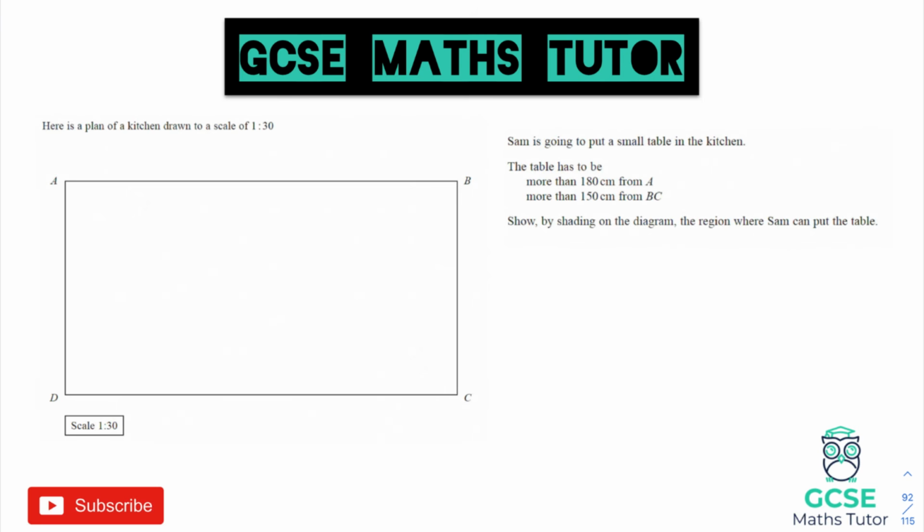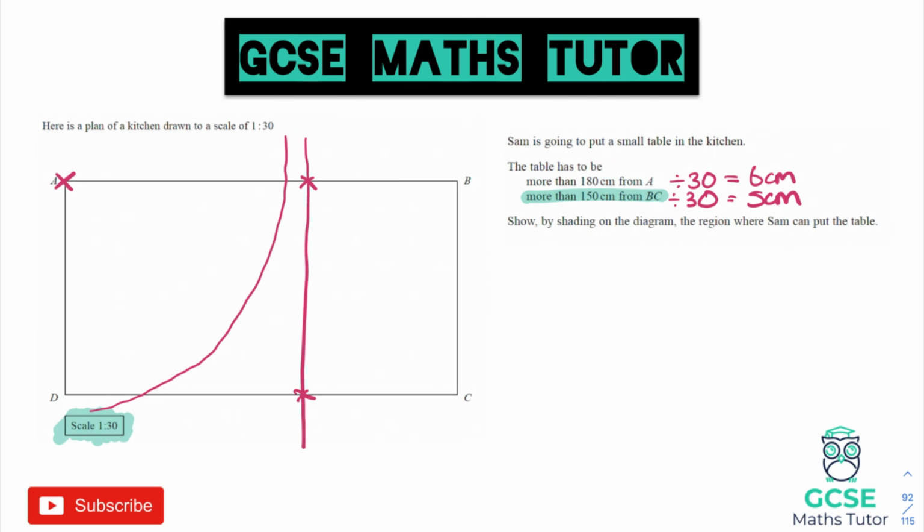When you're asked to do loci and constructions, read the question very carefully. You're going to need your compass and ruler. This one had a scale, so don't forget to look. This one we had to divide everything by 30, so it was a scale of 1 to 30, using a compass to find the distance that was more than 180 centimetres from A, and a ruler and a pencil to measure a line that was 150 centimetres from BC. We could then shade in the region that applied to both of those statements.